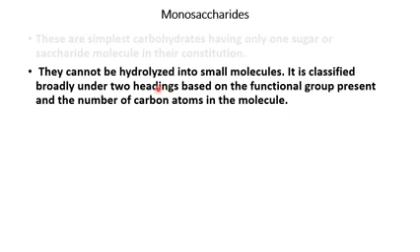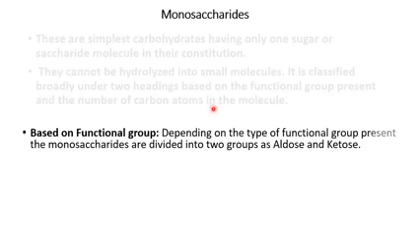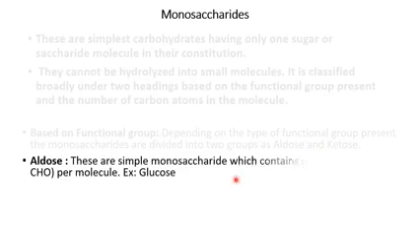So it is classified into two headings. Basically, we have already seen, depending on the functional groups and depending on the number of carbon atoms. Based on the functional group, it is aldose and ketose. They are divided into two groups, that is aldose and ketose.